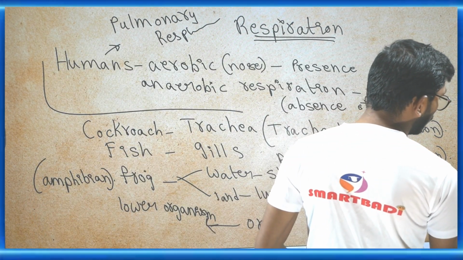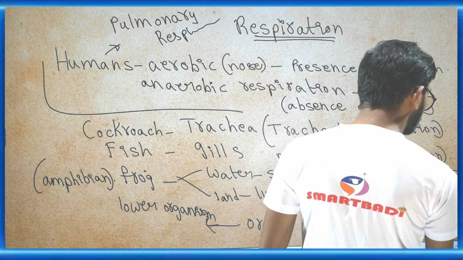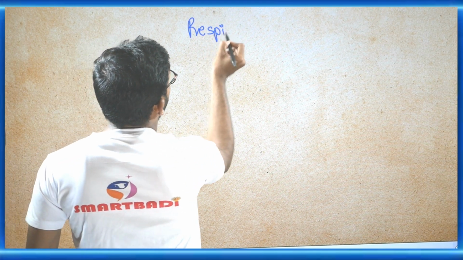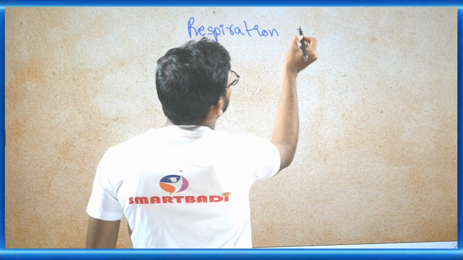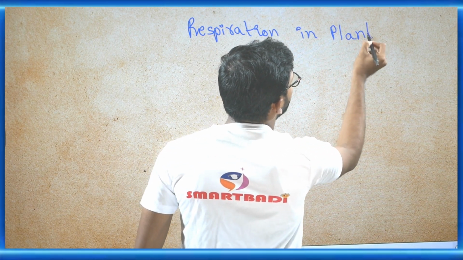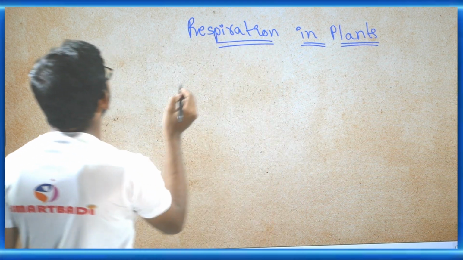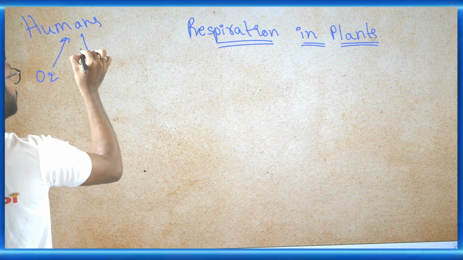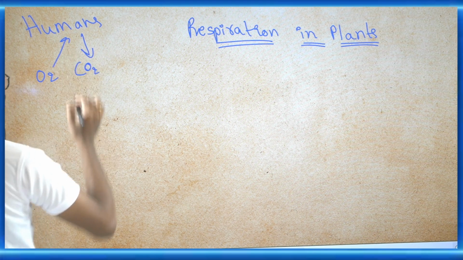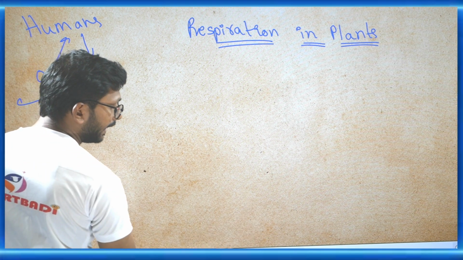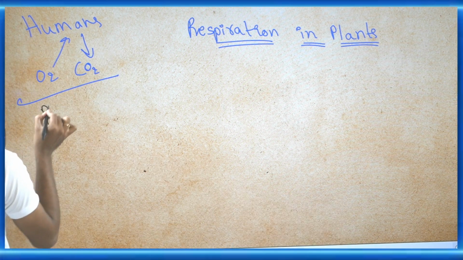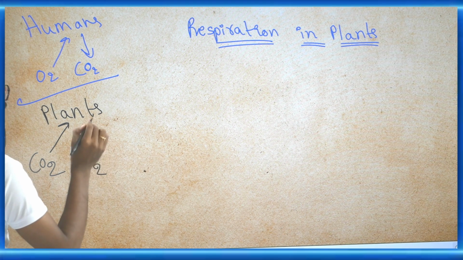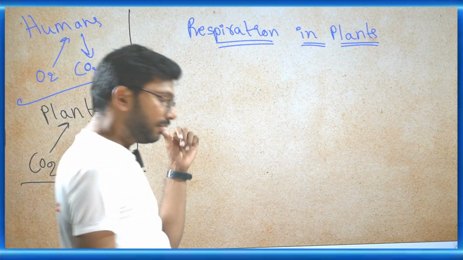And apart from all this, we have another type of respiration, that is respiration in plants. How do plants respire? The main thing is, if you come to human beings, humans take in oxygen whereas they release carbon dioxide. It is completely opposite in plants. Plants take in carbon dioxide whereas they release oxygen. So this is the difference between plants and human beings.